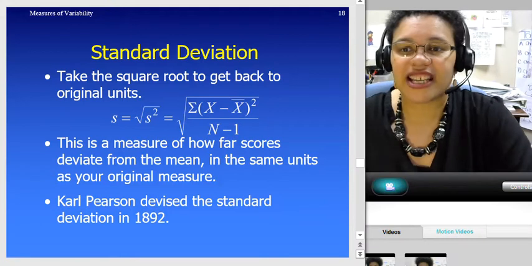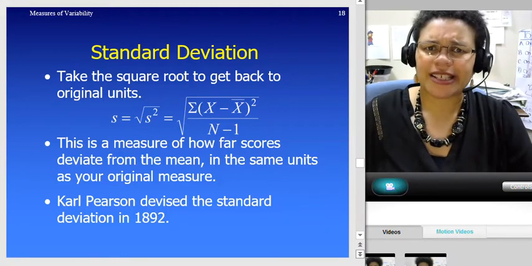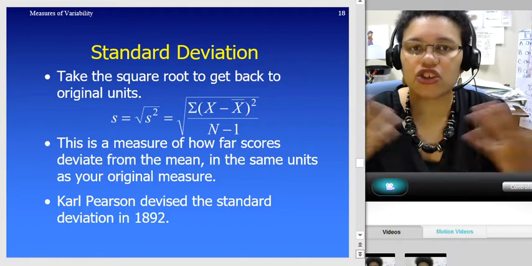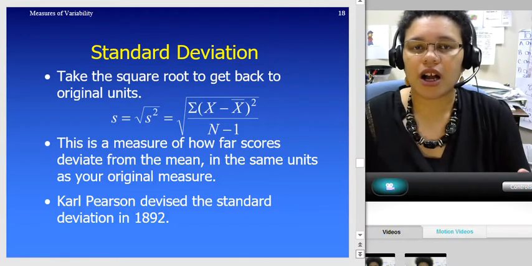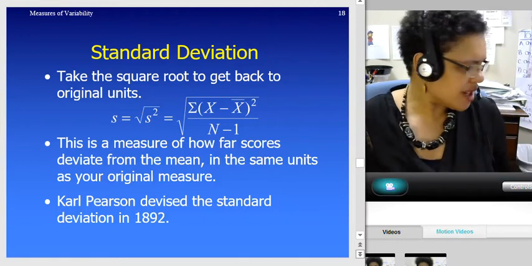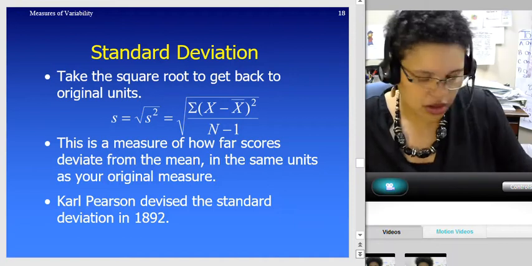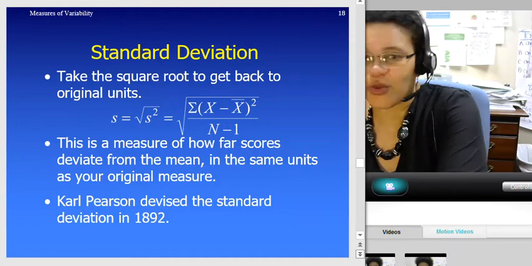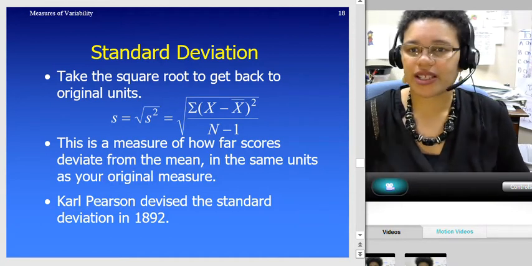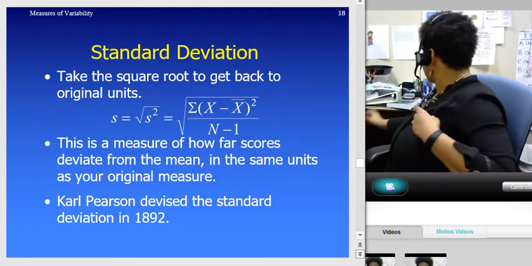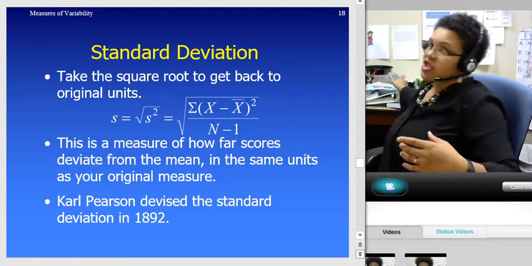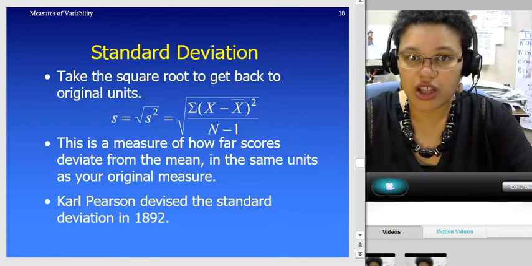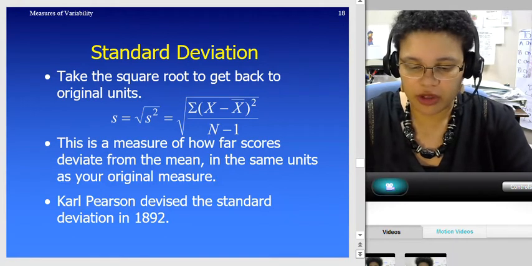But the variance is in these square units, right? So I have 50 divided by 3. It's not actually in the units of whatever it was that we were studying. Where's my calculator? To get back to our units, we want to get the square root because that makes more sense. Oh, here it is. Okay, so remember our sum of squares was 50.